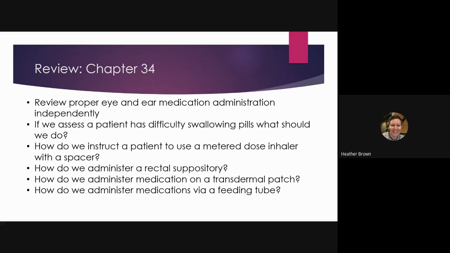They shake the canister to mix the medication. They place the mouthpiece of the chamber in their mouth between their teeth. Make sure that they have a seal around it. They completely exhale from the nose, depress the canister, and breathe in slowly and hold the breath for 10 seconds, trying not to cough. So that is the official way. You can review that in the book.